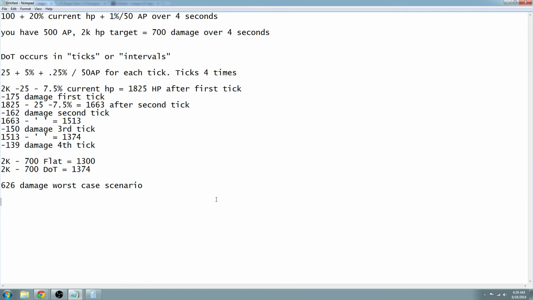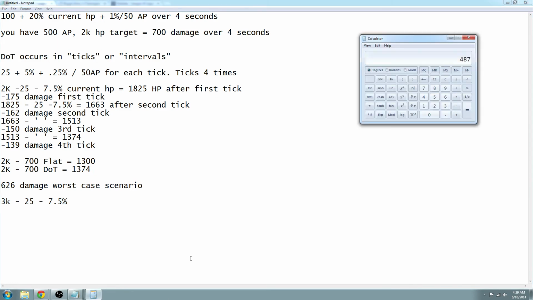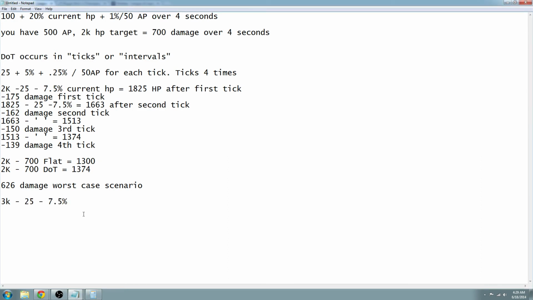But then let's factor in the magic resist, and let's do a higher health target, because I know a lot of people are going to say, well, what about targets with 3,000 health? So let's say 3,000 health, right? Just 3k HP. Minus 25, minus 7.5%. It's going to be higher, right? What's 7.5% of 3k? All these should be inflating by a little bit less than 50%. So 7.5 times 3, 225. So you're losing a little bit more health for each of these. That's a pretty decent amount of health loss there. Overall, you'll lose 250 on this tick.